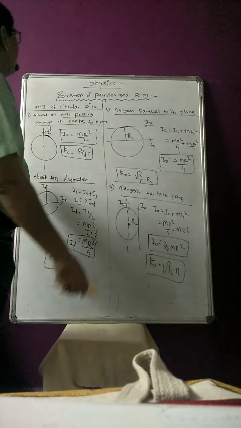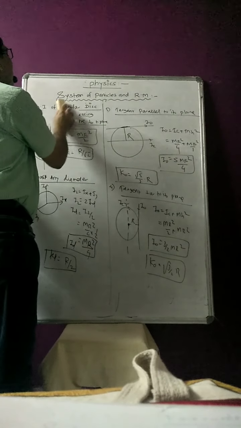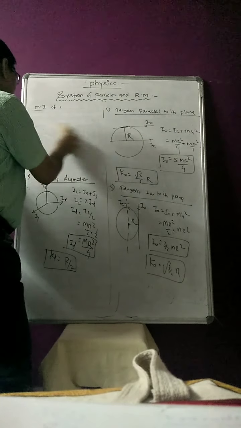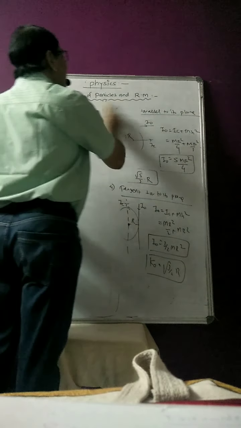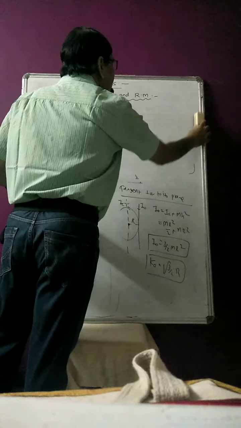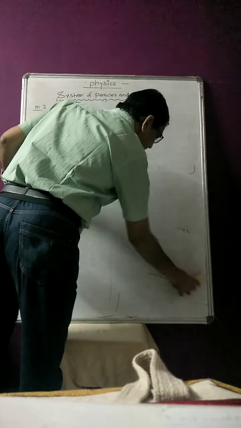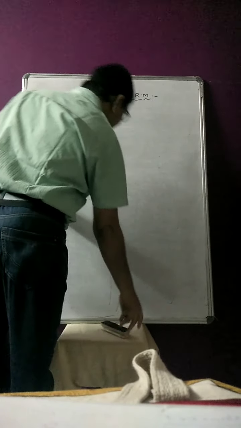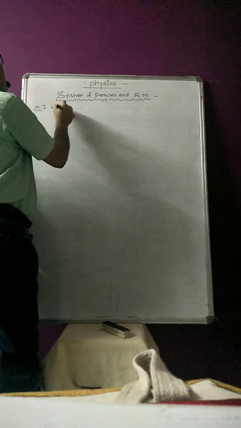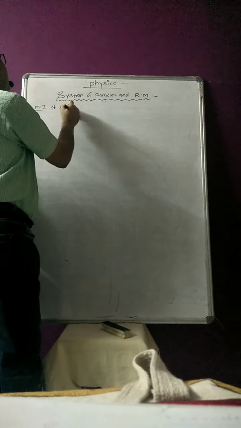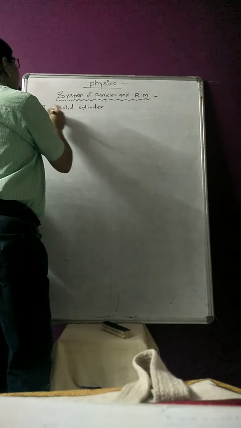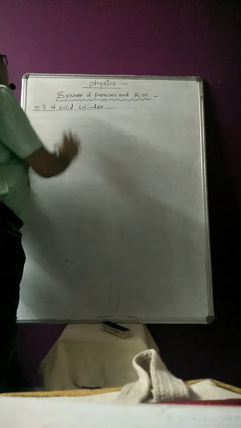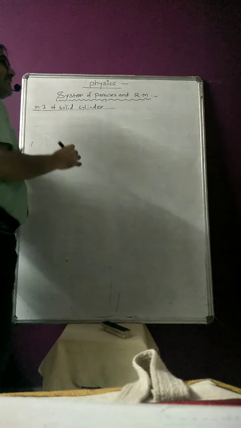Now we can proceed to the solid cylinder. Moment of inertia of solid cylinder, then hollow cylinder, and after that we want to proceed to solid sphere and hollow sphere. These are the different diagrams. Now I can calculate the moment of inertia of the solid cylinder. Any wire can be considered as a cylinder, but here I have considered a solid cylinder.